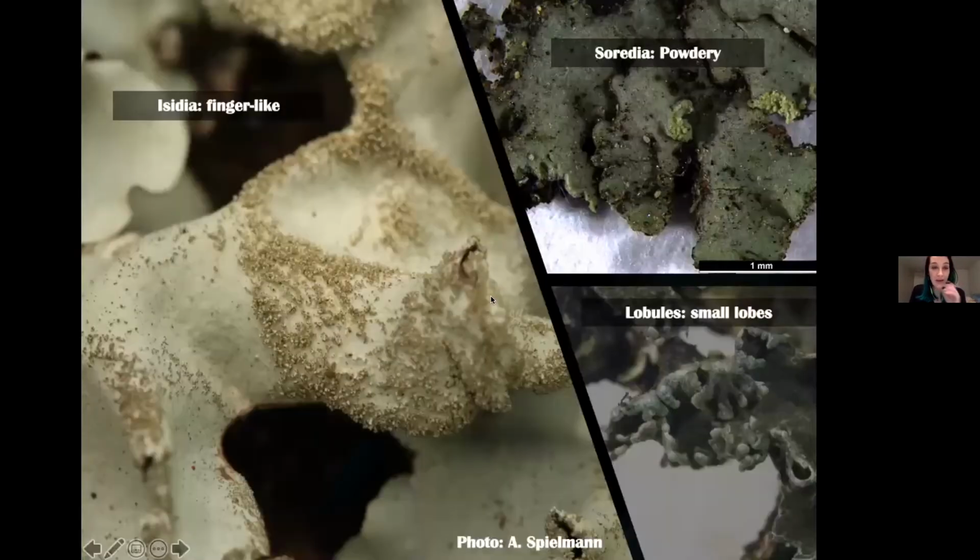Let's see some of these photos. So finger-like, again, look very up close here. You might be thinking, oh, I was thinking something much bigger. No, these are usually very tiny and you need good hand lenses for this. Here we have the powdery ones and the lobules. The easiest way to separate them: the powdery ones, if you touch it with your pinky, for example, you get a little bit of powder, like you ate a donut and have a little bit of powdery sugar in your hand.